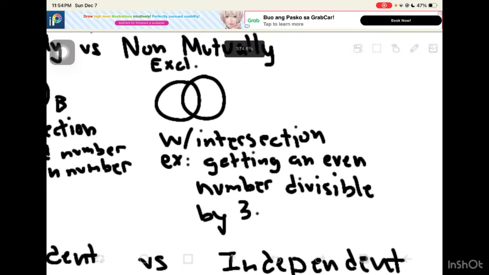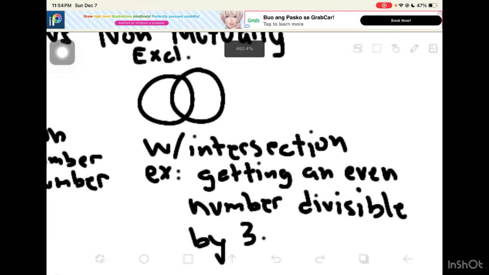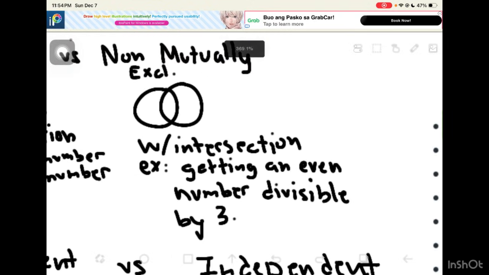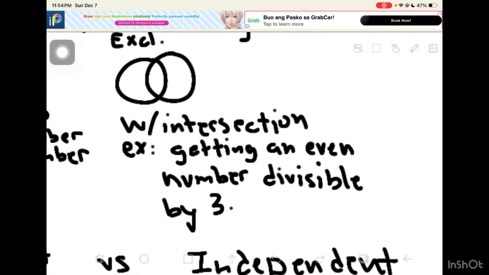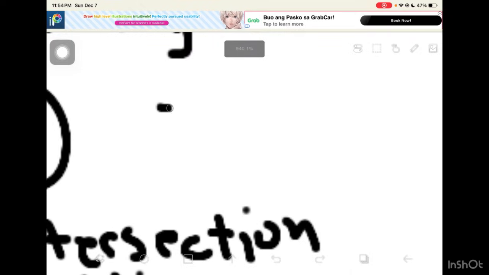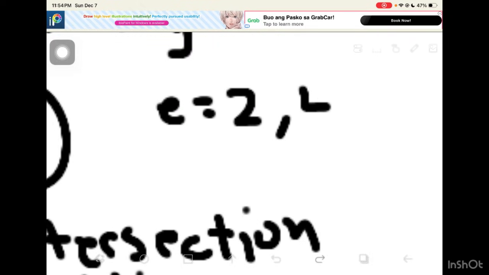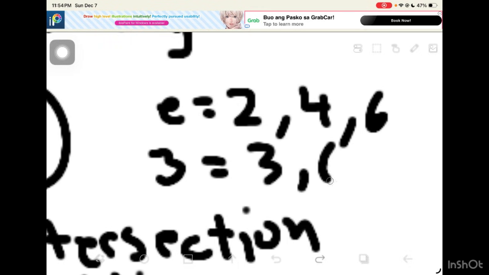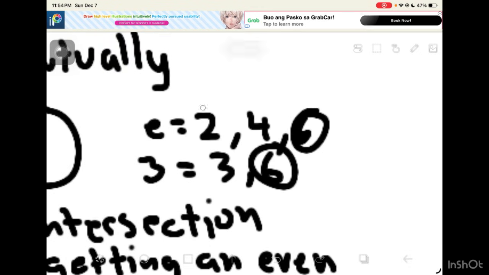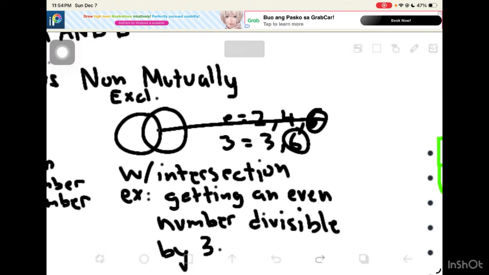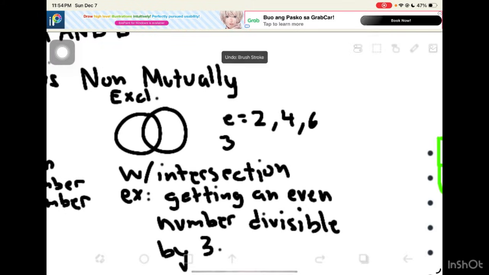But for non-mutually exclusive, there's an intersection. For example, getting an even number divisible by 3. Even number is 2, 4, and 6. Divisible by 3 is 3 and 6. As you could see, they both have 6, which would belong in this intersection over here. So you could say that this scenario is non-mutually exclusive. These two example scenarios are non-mutually exclusive events.